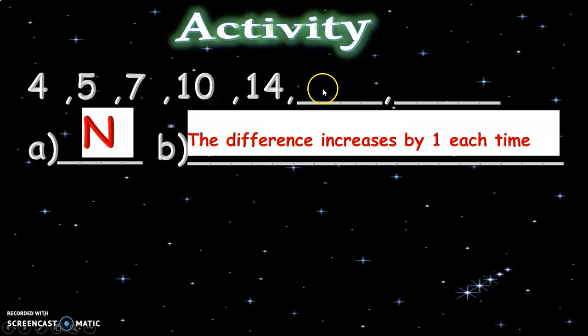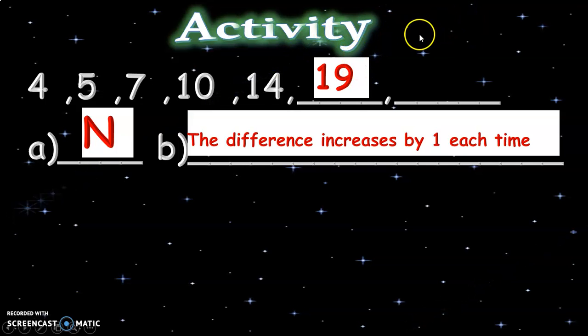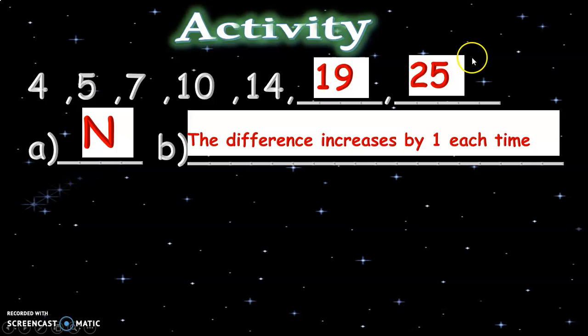So here, to get the next two terms, the difference should be 5. Which number gives a difference of 5 from 14? That is 19. The next difference should be 6. So that is 25.